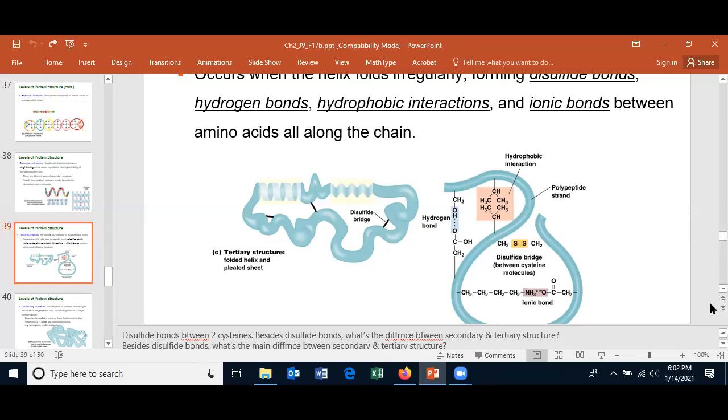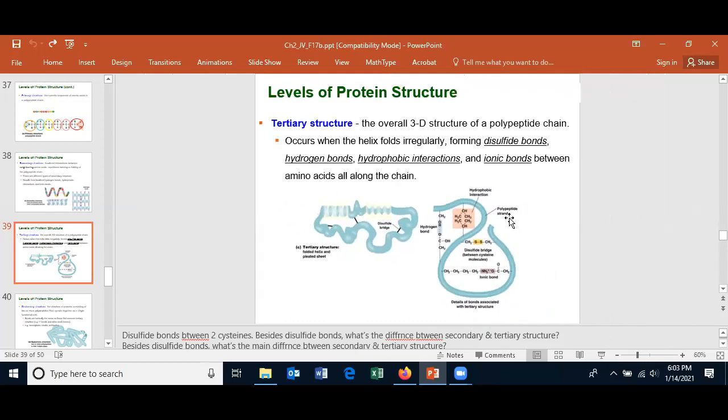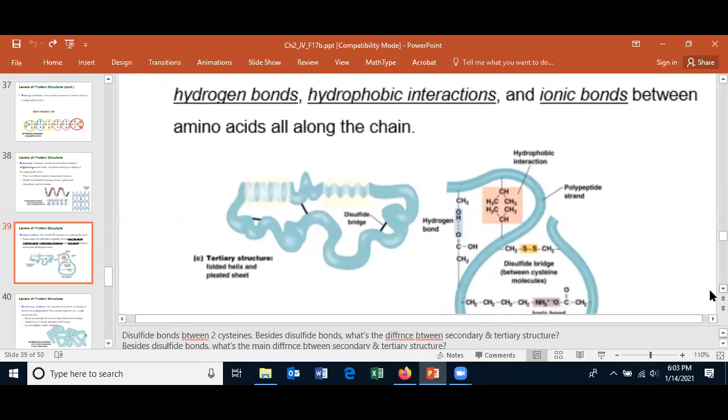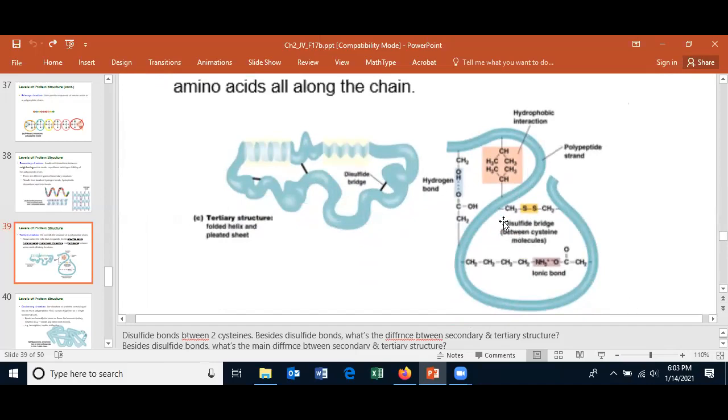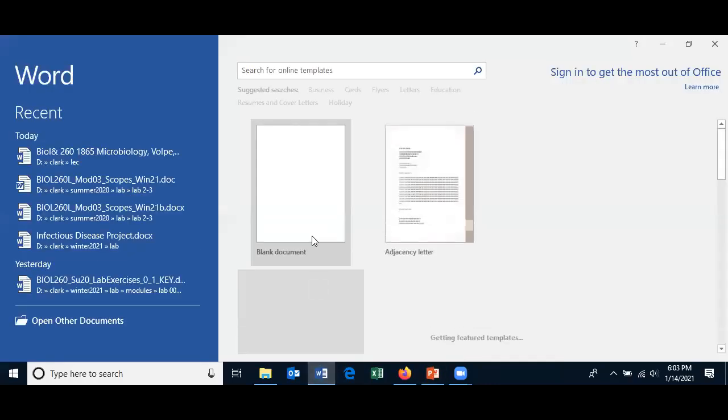You have one additional attractive force forming in the tertiary structure, which is not seen in the secondary structure, and that is you can have a disulfide bond forming. Let me blow this up. It happens between two cysteine molecules. So there's a cysteine amino acid over here and a cysteine amino acid over here, and cysteine has sulfhydryl groups attached to it.